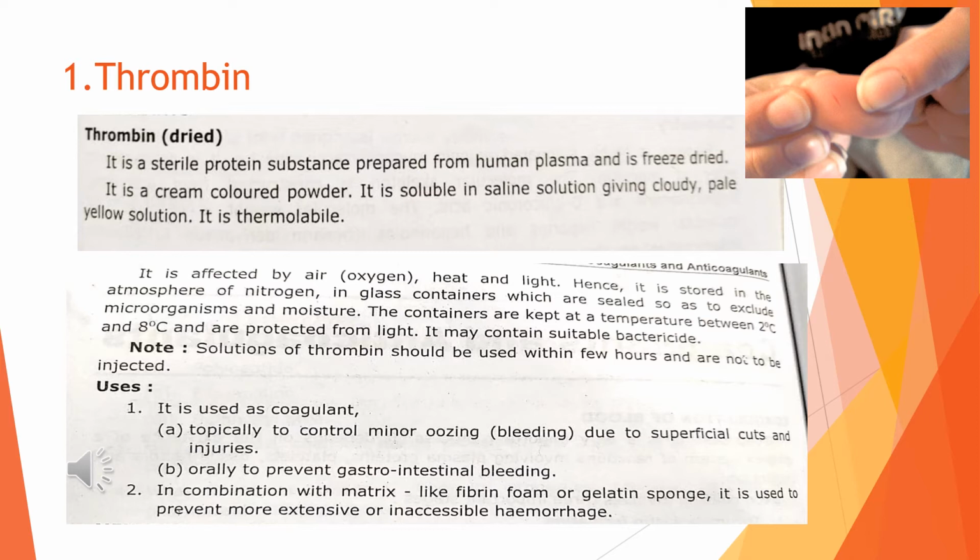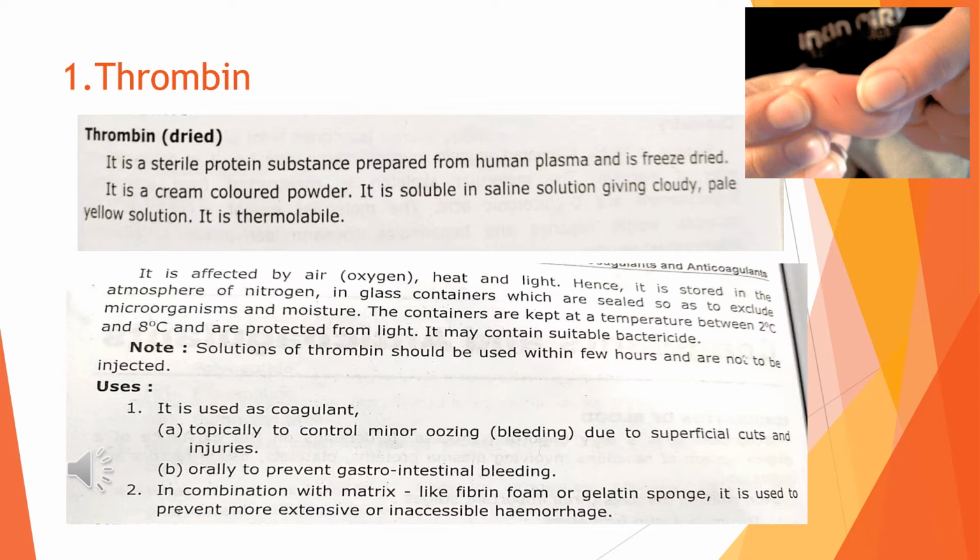That means to freeze it, we keep it at 2 degrees or else 8 degrees, and it is protected from light. It should be at 2 degrees maximum. Next, the solution of thrombin should be used within a few hours and is not to be injected.